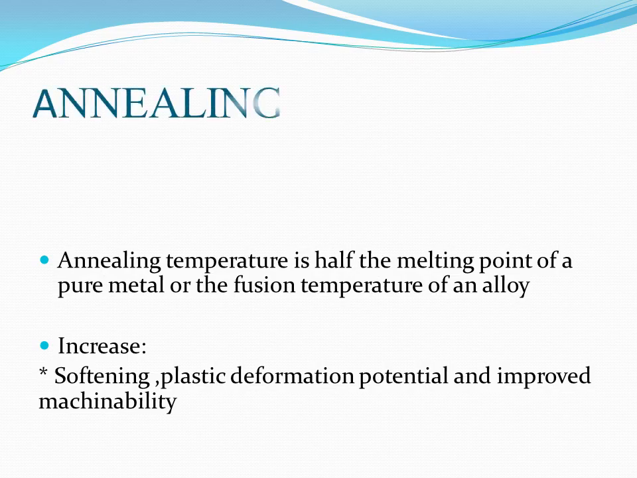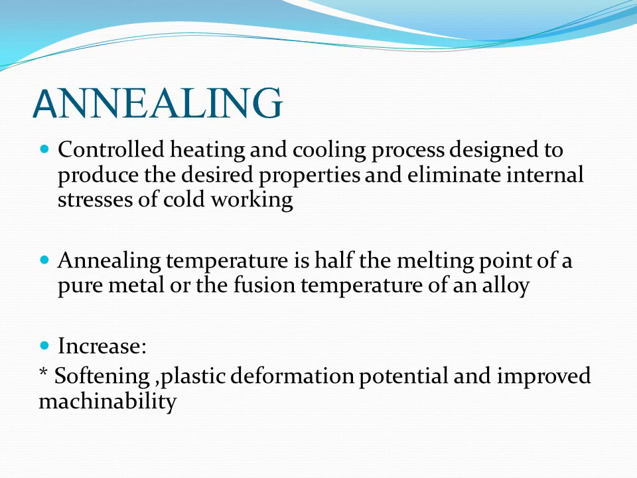And then we studied annealing. Annealing was basically a controlled heating and cooling process, the cooling being known as quenching, designed to produce the desired properties and eliminate the internal stresses of cold working. So the basic goal is to optimize the properties of cold working and eliminate the internal stresses that were produced due to the cold working. Annealing is done at a temperature which is half the melting point or fusion temperature of the alloy. And what does annealing do? It causes softening of the alloy, increases the plastic deformation potential, improves the machinability and eliminates the internal stresses of cold working.